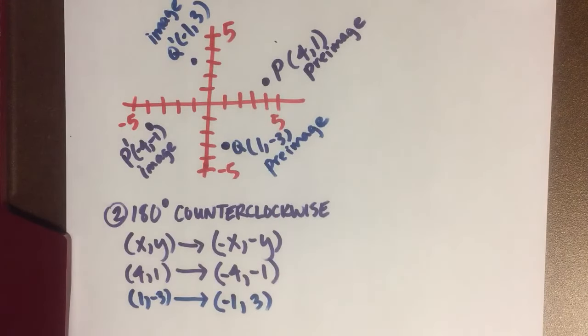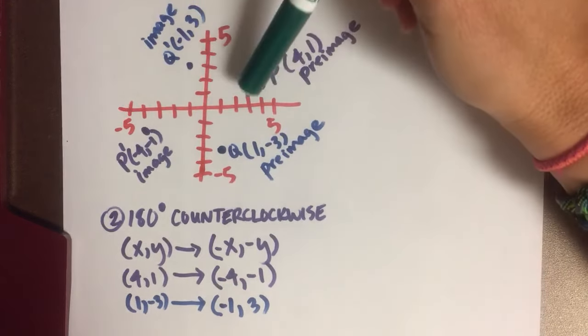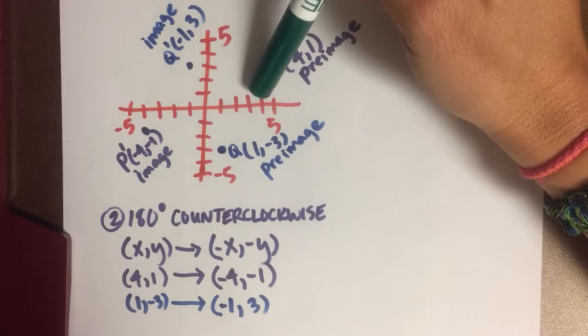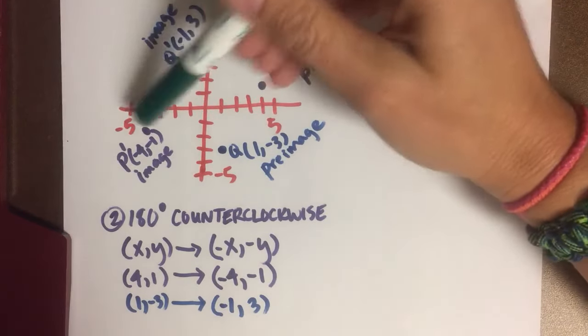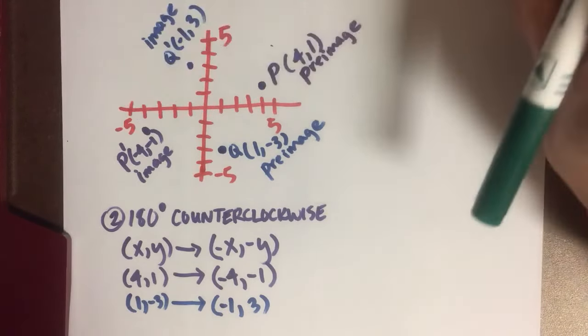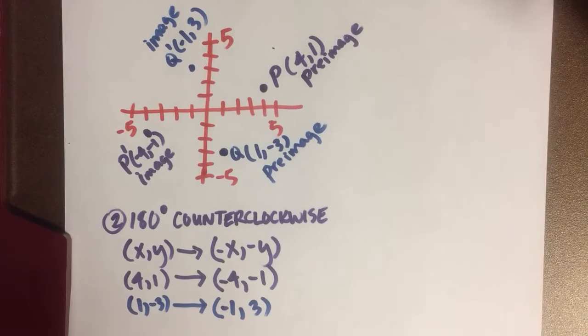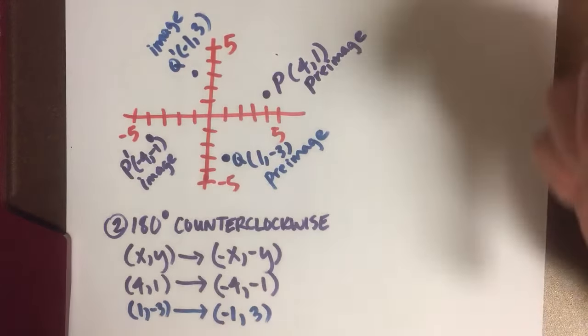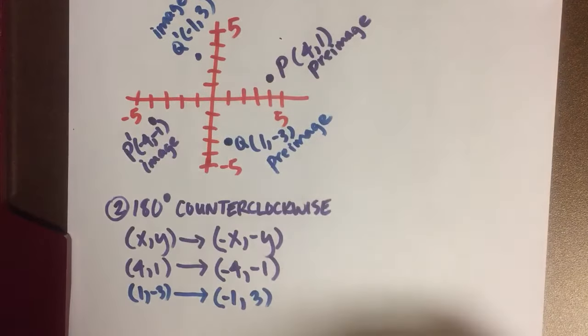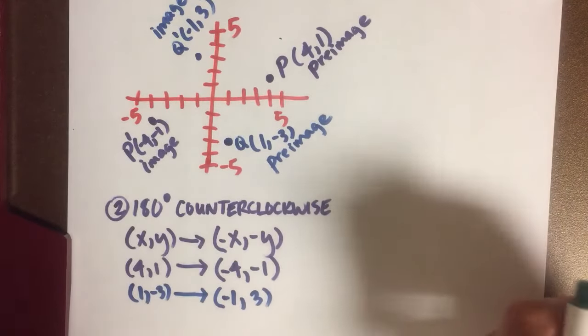Now if you notice, you can count. If you look at P, P is 1 above and 4 over. So this is 4 over and 1 down. You can count how far they are from the X and Y axes as well, but you are going to be required to write the rule based on the picture. So you do need to know it both ways.